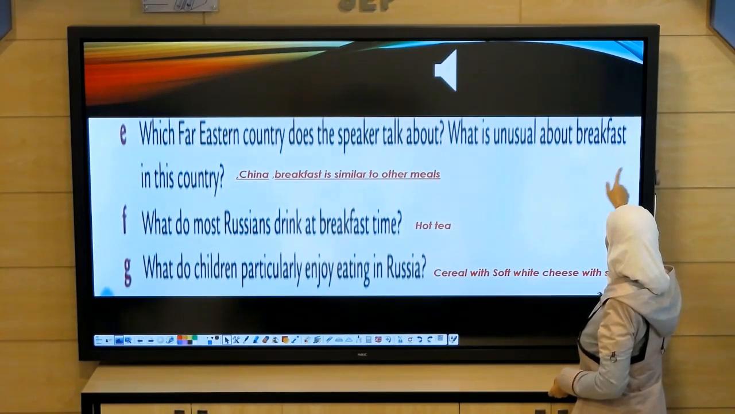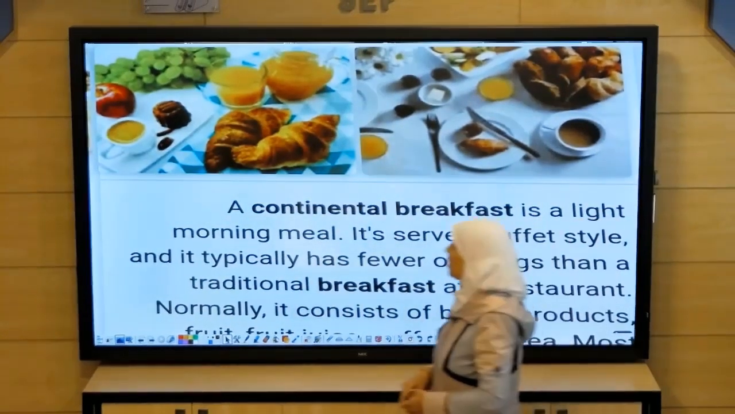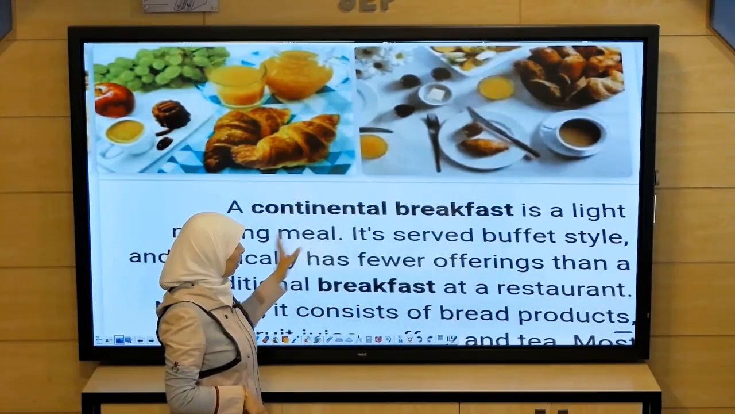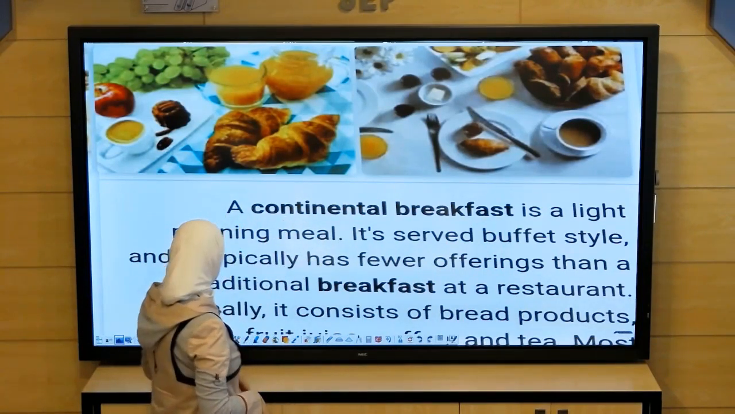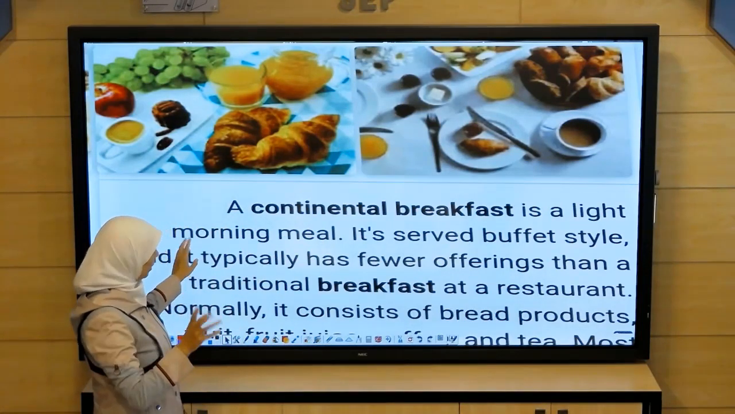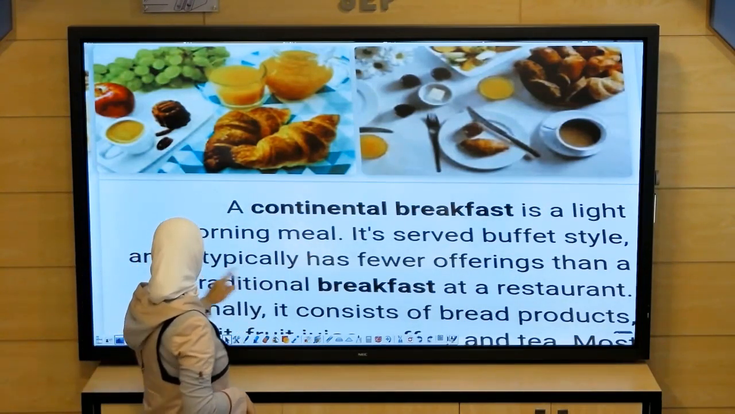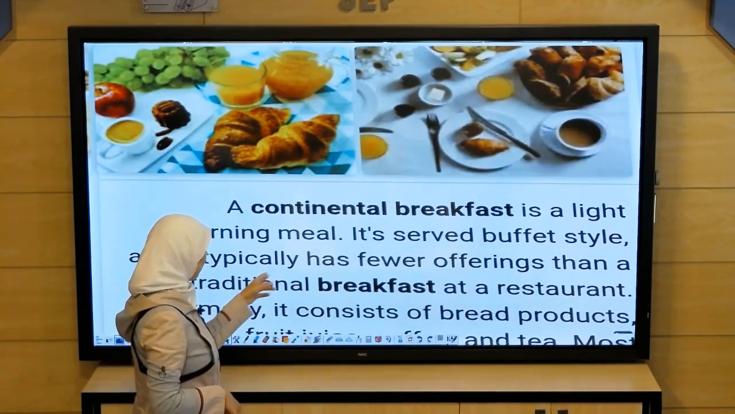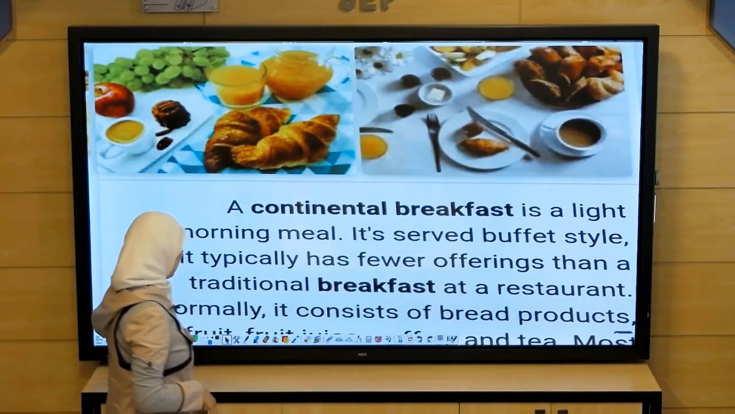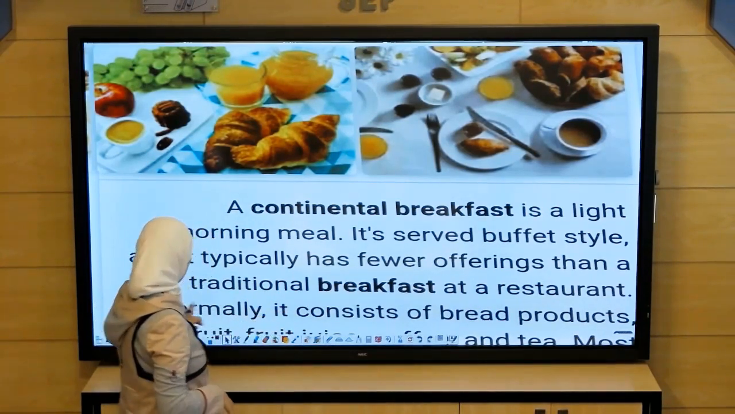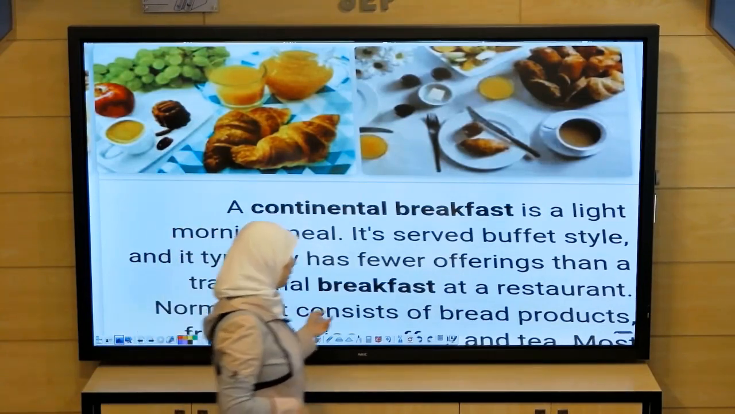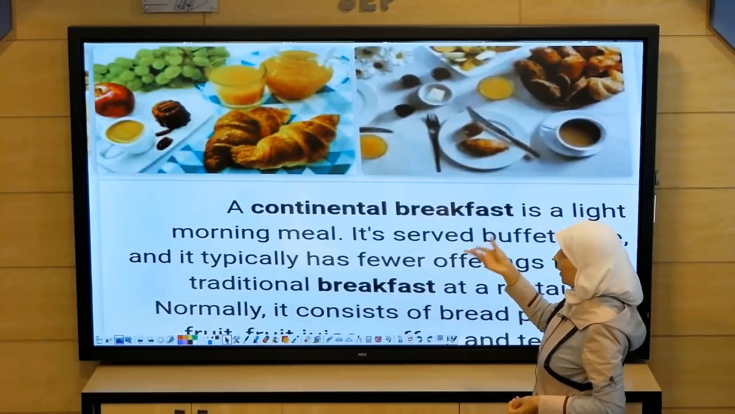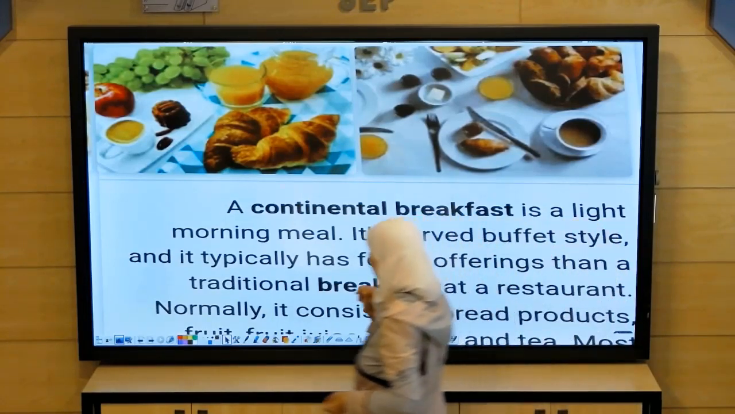Side one. I want to clear something for you. Continental breakfast, this is a new word, is a light morning meal. It's served buffet style and it typically has fewer offerings than a traditional breakfast at a restaurant. Normally, it consists of bread products, fruit juice, and tea. Like this. It is a light morning meal. Okay.